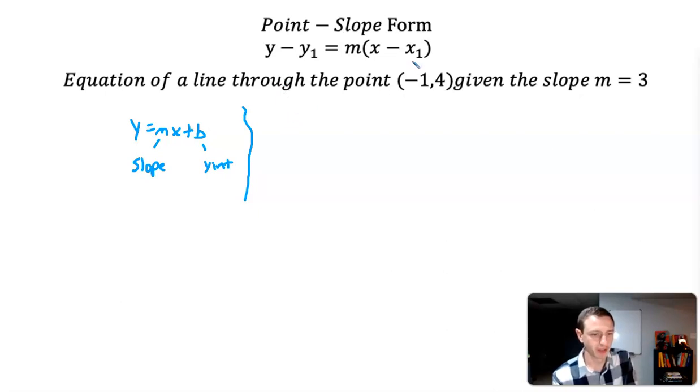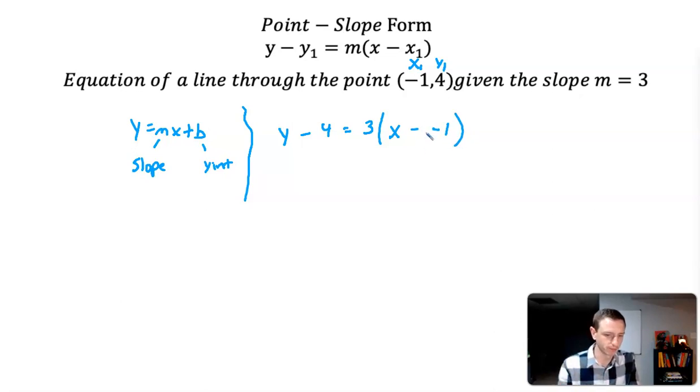So I'm going to have this as my ordered pair, x1, y1. Just plugging into point slope directly, y minus y1 equals the slope of 3 times x minus the x1. Here's where we've got to be careful, minus -1. Since that's minus a -1, that's going to become plus 1. y minus 4 equals 3 times x plus 1.